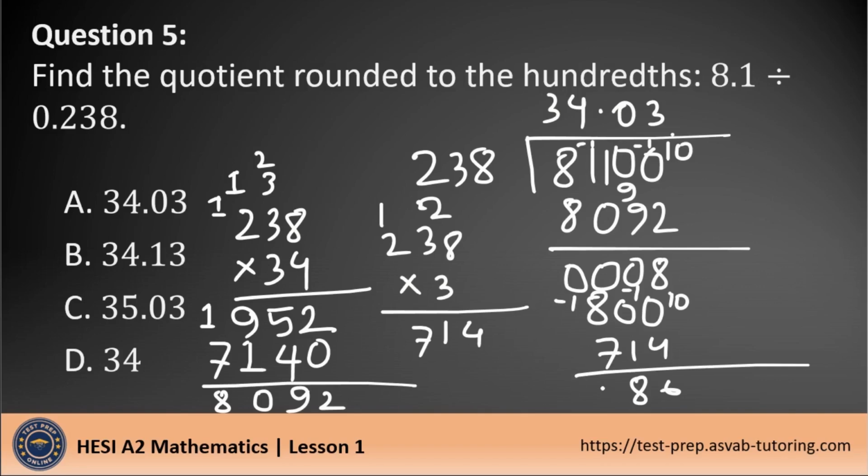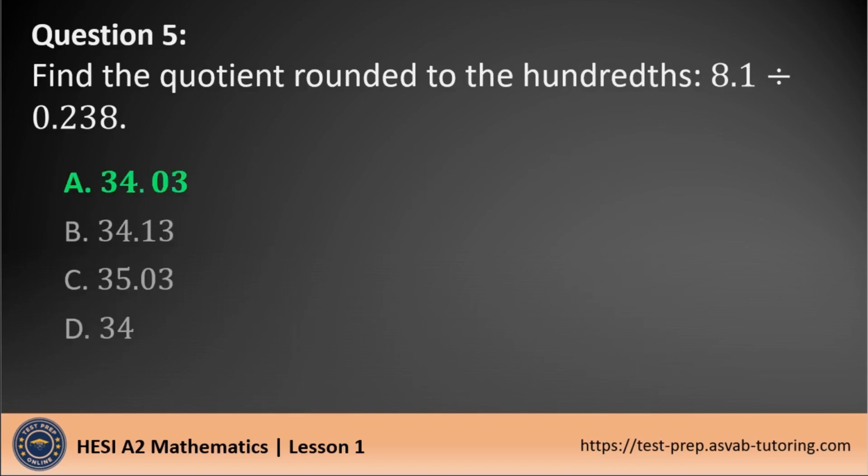7 minus 7 equals 0. So there is no value before the positive number. So it's 86, and here we will get the answer. The answer is A. The answer is 34.03. Let's check the answer for this math. So here the question number 5, the answer is 34.03.